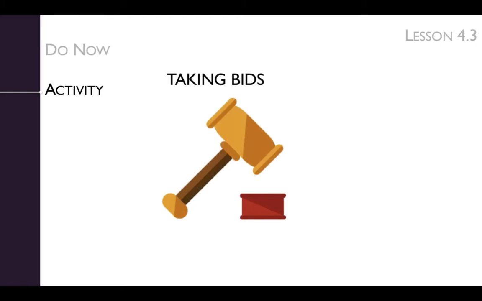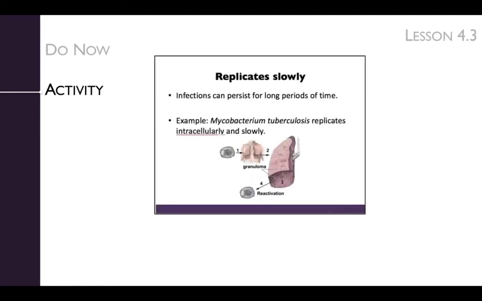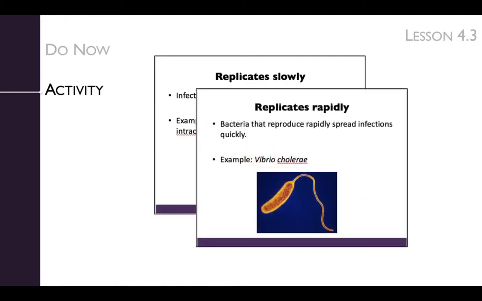In the next few minutes, we will briefly talk through the adaptations. For more detail about the adaptations, please refer to the teacher manual. Low replication rates help infections persist for long periods of time because they don't activate the immune system, whereas high replication rates allow bacteria to spread quickly within the host.